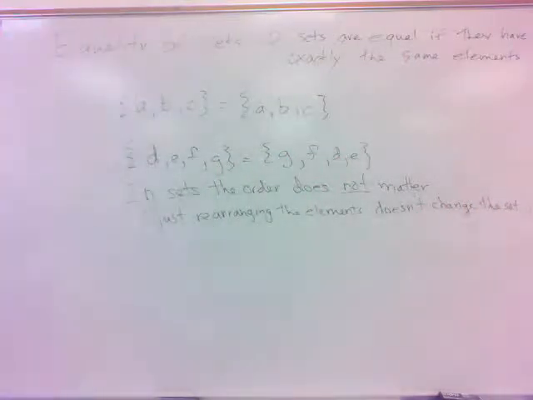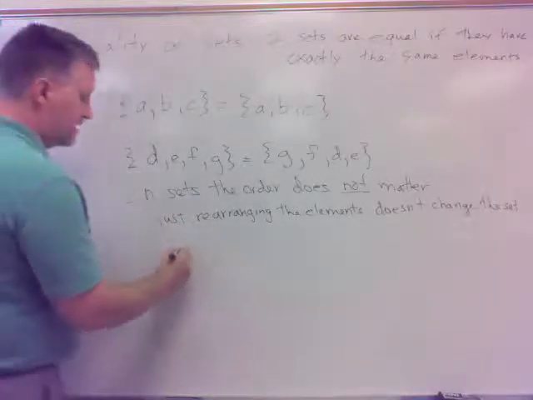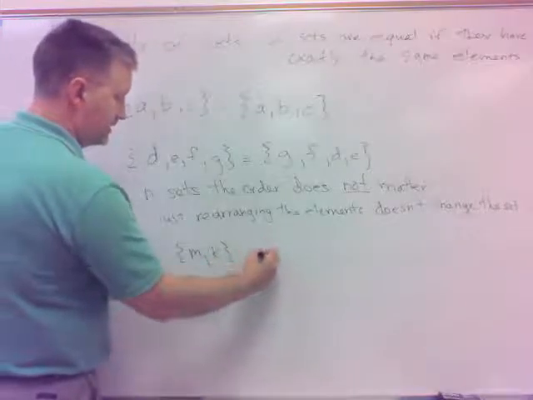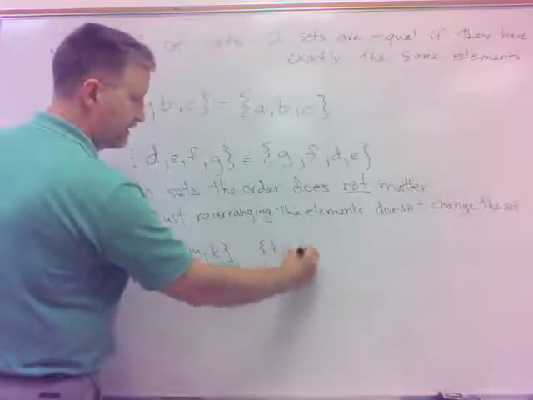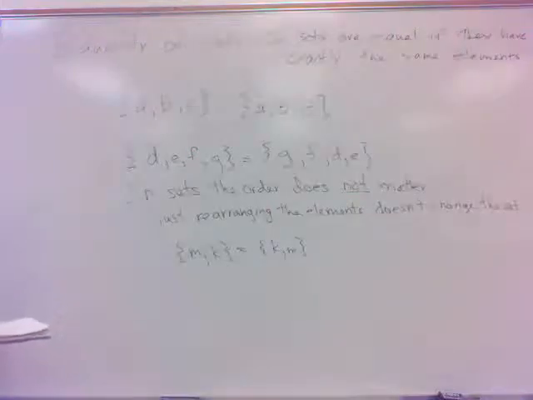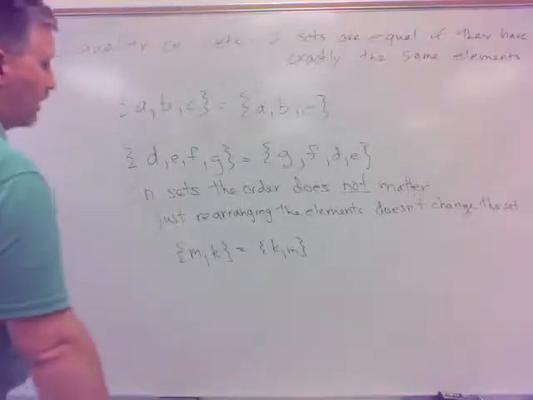Okay? So back when I was listing all those subsets, that's the reason I didn't list like MK, I had MK. Well, I didn't go and do KM again, because those are exactly the same. Those two sets are the same. They're equal. So just rearranging the elements doesn't change your set. Okay? All right?